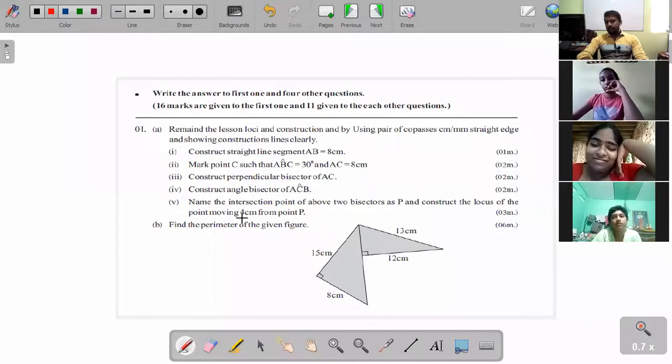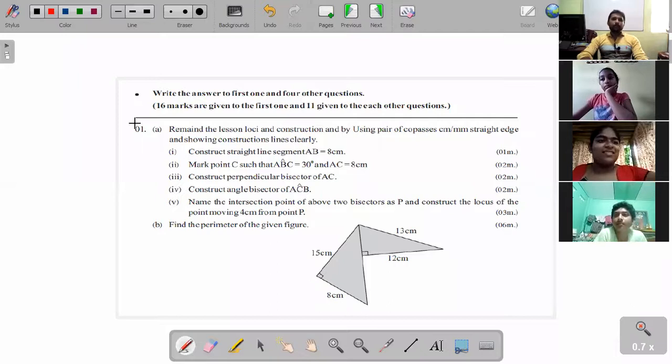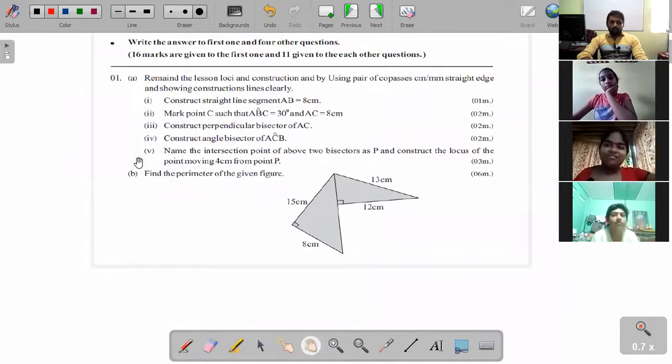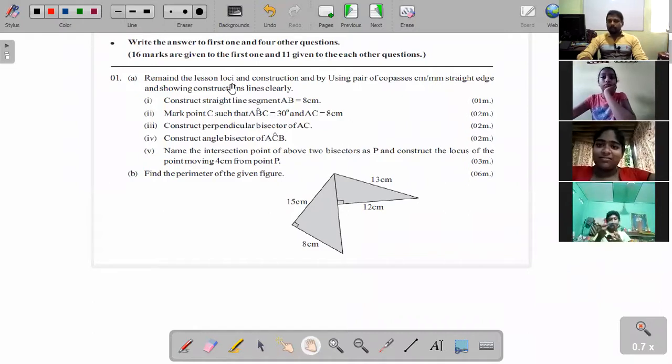Okay, now I am going to discuss the questions. You study how you write the second part paper answers correctly. There are two parts, A and B. The first part looks at the lesson on construction, using a pair of compasses, centimeters, millimeters, a straight edge, and showing construction lines clearly. There are 5 parts given.